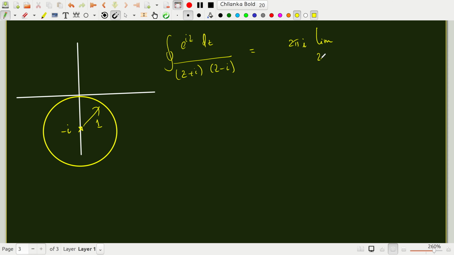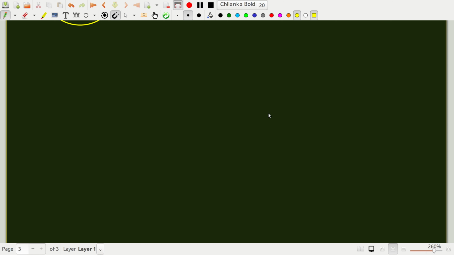So 2 pi i times the limit as z tends to minus i of z plus i times e to the i z over z plus i, z minus i. Now these two things cancel. If I put z equal to minus i, you will get a plus e, and then you will have a minus 2i, which cancels with the 2i to give minus pi. So you get different answers depending on where the contour is placed. Again, this is not new, but I thought you should understand how this works.